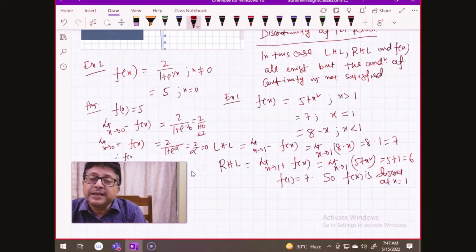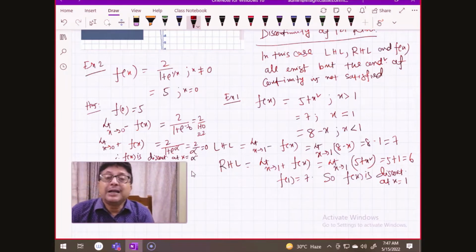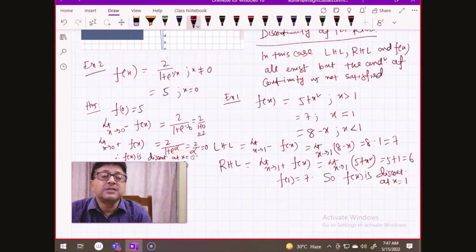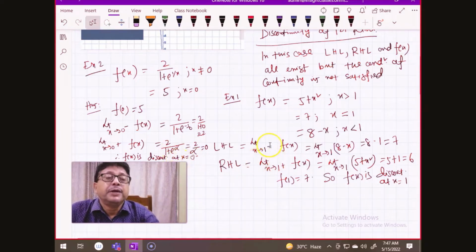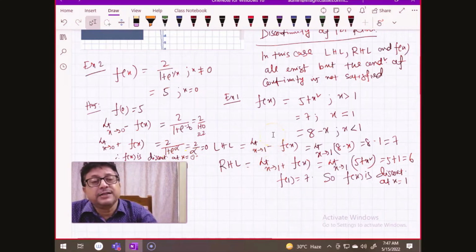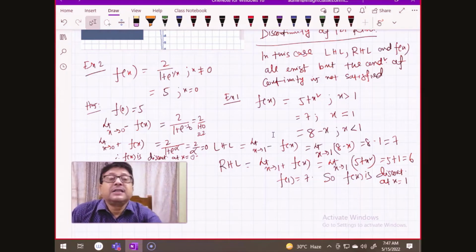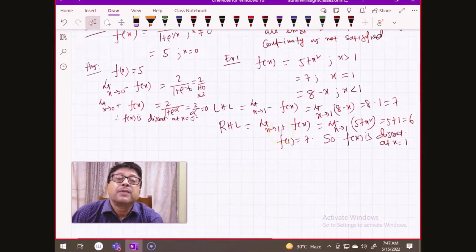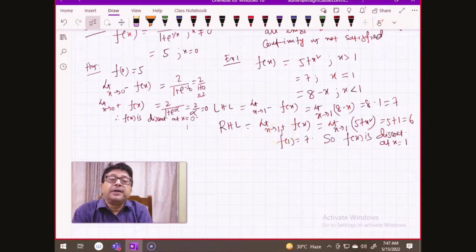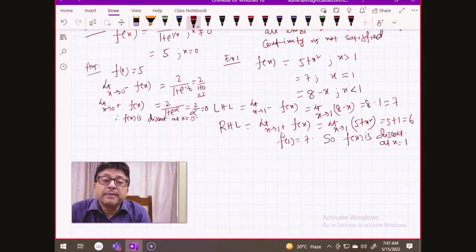Therefore f(x) is discontinuous at x equal to 0, not infinity, at x equal to 0. So both these functions belong to discontinuity of first kind. Okay, so all of you understand what is discontinuity of first kind. Now I am going to explain, under this category, discontinuity of first kind, what is the meaning of piecewise discontinuous function.